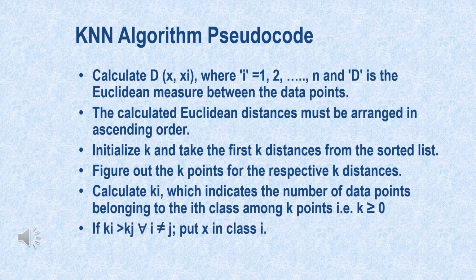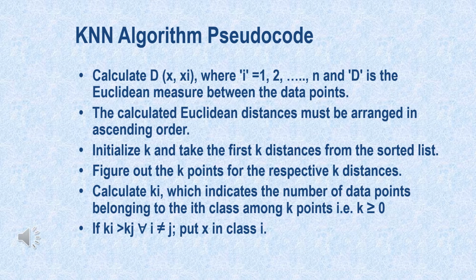All the tasks, all the example steps we have done so far, come under the KNN algorithmic steps, or the KNN algorithm pseudocode steps. So first we calculate D. D means the equivalent distance we need to measure between the data points. Next, the equivalent distances must be arranged in ascending order. Next, we initialize k and take the first k distances from the sorted list.